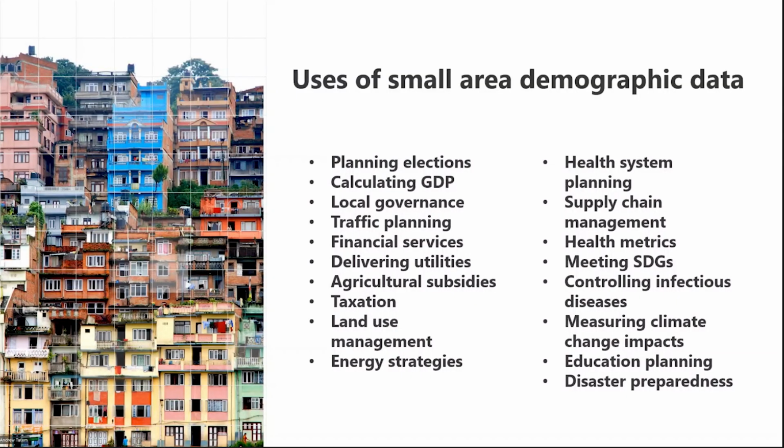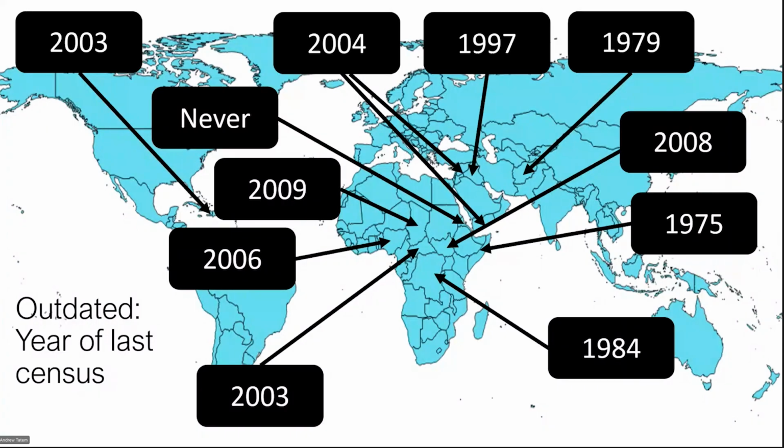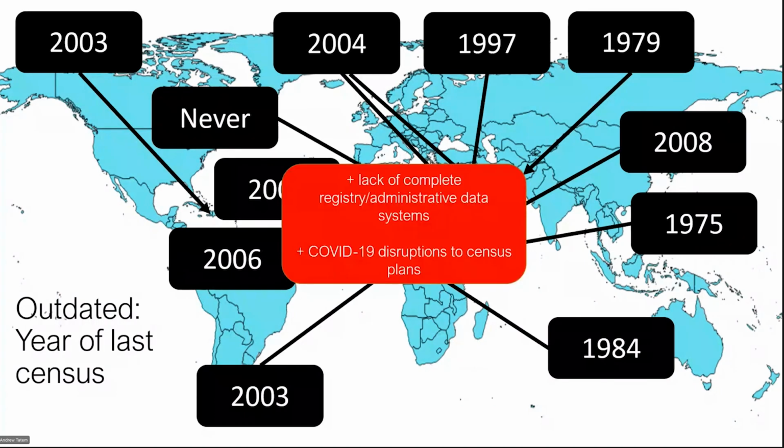There is a strong interest in having up-to-date, reliable, small area demographic data, and that underlies so much about decision-making, governance, equitable allocation of resources. But there are challenges all over the world, starting with the basics of some countries have not done a census for decades. There can be a lack of complete registry administrative data systems to fill those gaps, to produce updates in intercensal periods. And COVID has caused a disruption to many countries' census plans.